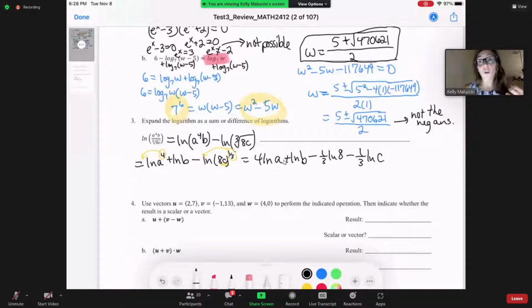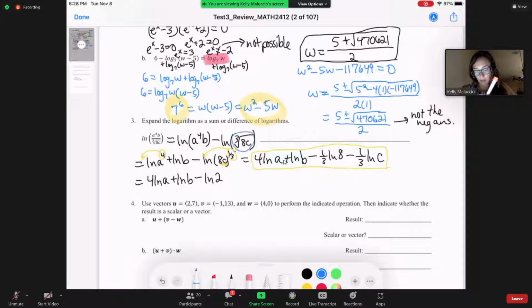This is a perfectly acceptable answer right here. But if you knew in your head that the cube root of 8 is 2, and you wanted to do that, then you could say 4 ln a plus ln b minus ln 2. You could basically rewrite this as 2 times the cube root of c.